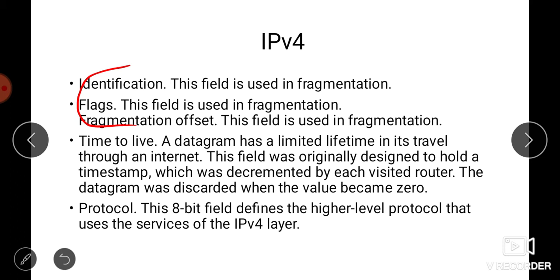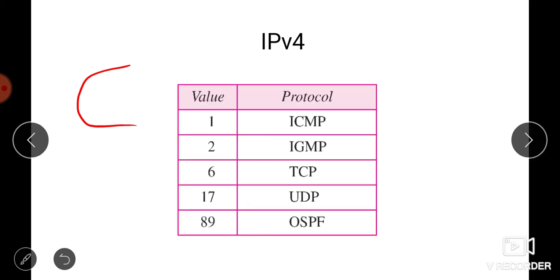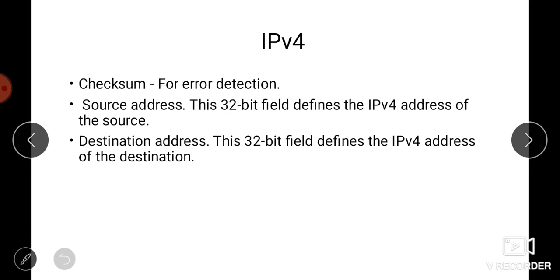Protocol is an 8-bit field which defines the higher level protocol that uses the services of the IPv4 layer. It means it defines the protocols which we are using at the upper layer, that is the transport layer. So 1 for ICMP, 2 for IGMP, 6 for TCP, 17 for UDP, and 89 for OSPF, like that.